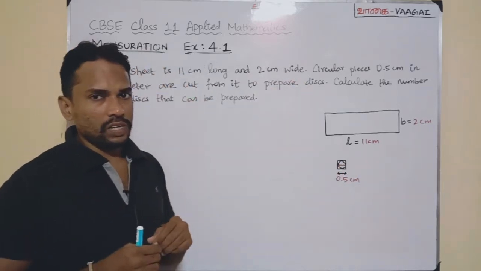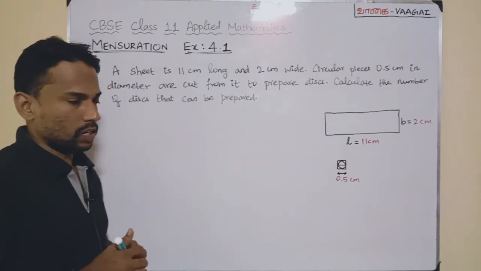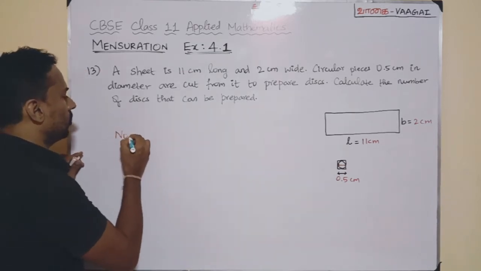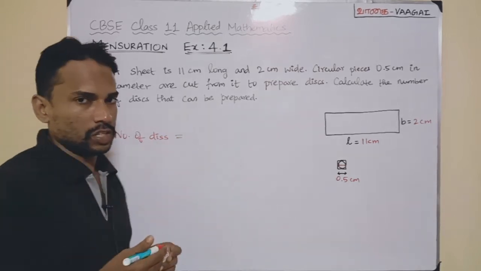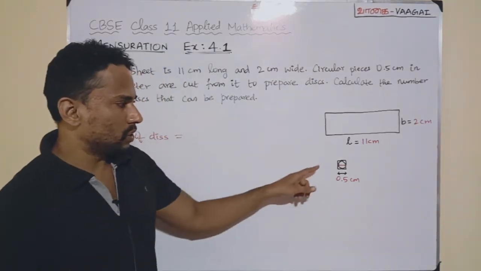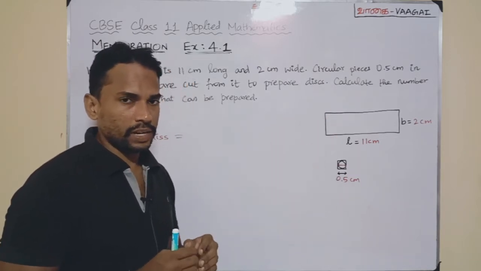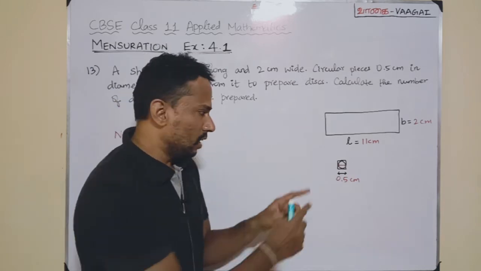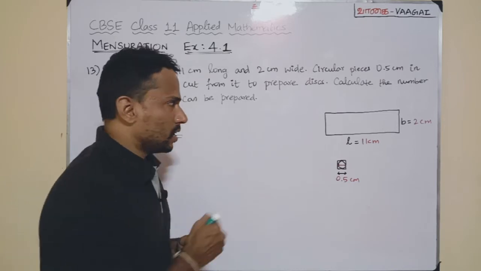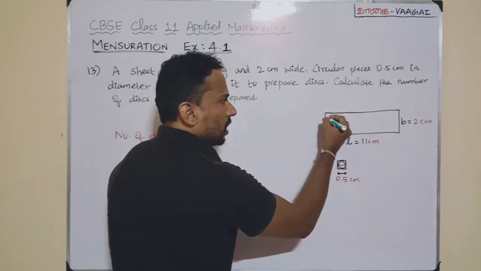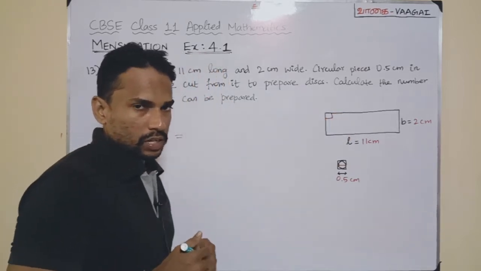Now finally, what's the question? Calculate the number of discs that can be prepared. This is the question. I want to find the number of circular discs that I can prepare from this sheet. Just as we saw, if I want to cut out a circle, I'll have to consider the square's area. So that means this much portion of the area will be removed from that sheet. Is the point clear to you?